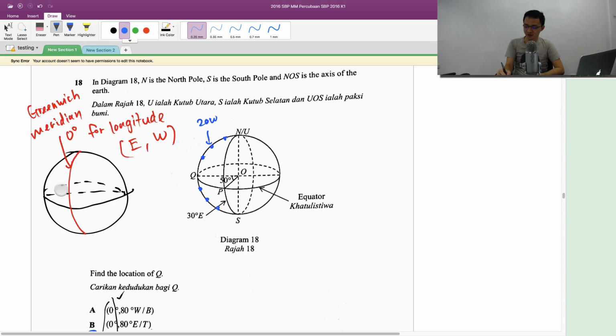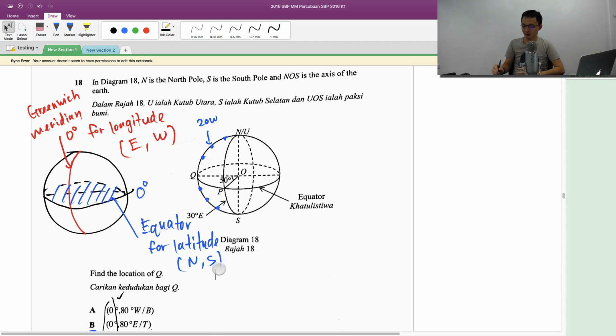And we have a 0 degree for latitude, which we call equator, which is this one. This one is called equator. Equator is 0 degree for latitude. If you don't understand what is latitude, it doesn't matter. Latitude is something to do with north and south. Okay, now Q is located on latitude, so therefore it's 0 degree. Now we come back to the longitude first.